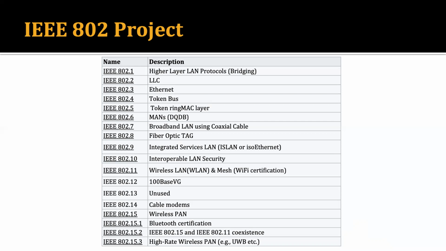In these two models, the first one, the OSI, is the reference model, which has seven layers, starting from the physical layer, then data link layer, network layer, transport layer, session layer, presentation layer, and application layer. In the TCP/IP protocol, the application layer, presentation layer, and session layer are merged together and become one application layer. So we have five layers altogether: physical layer, data link layer, network layer, transport layer, and application layer.